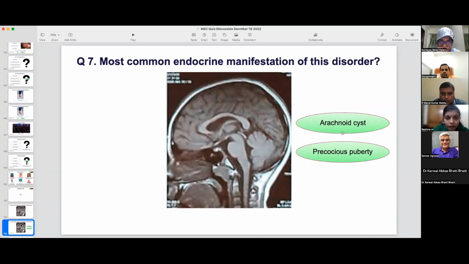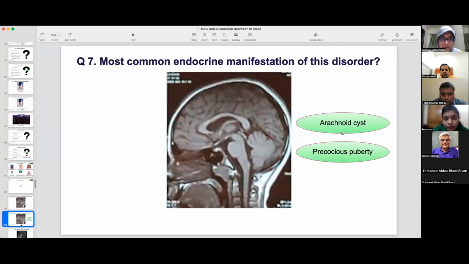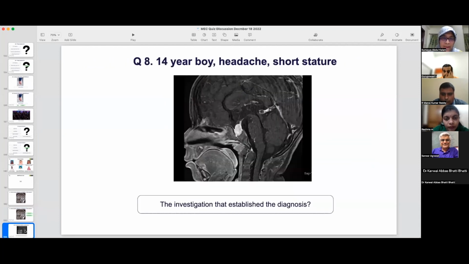The next direct question is going to Dr. Arun George. And Dr. Arun, your direct question is again, since this is an imaging round, a 14-year-old boy with headache and short stature. This was the MRI picture, and a very simple test made the diagnosis. So what is the test which will make the diagnosis in this case?